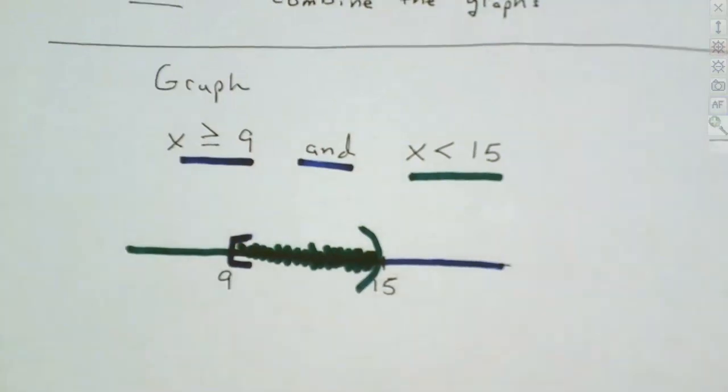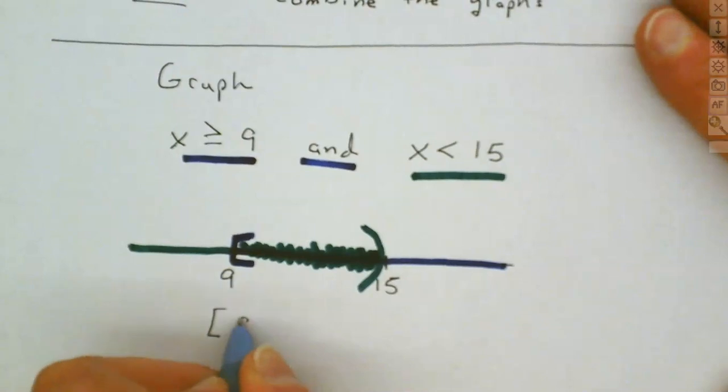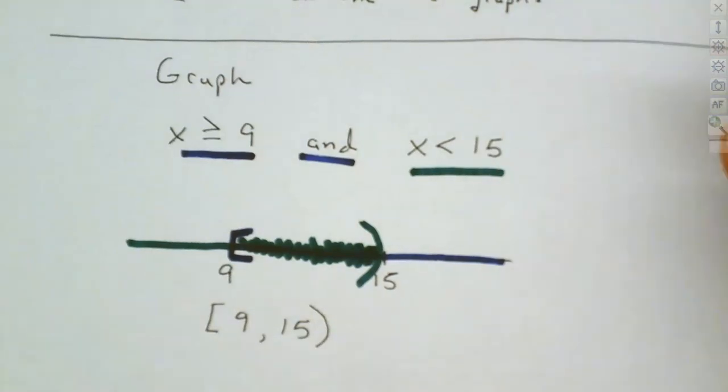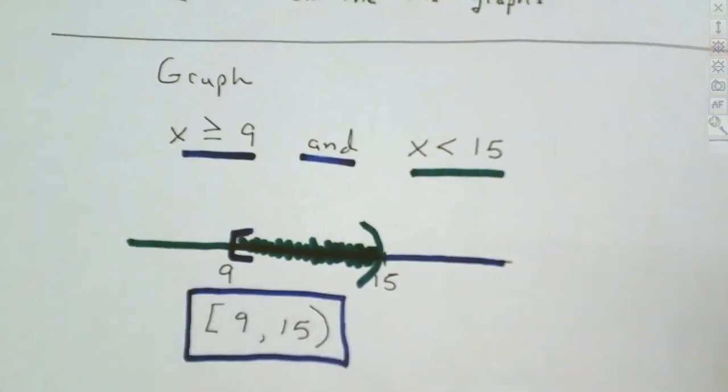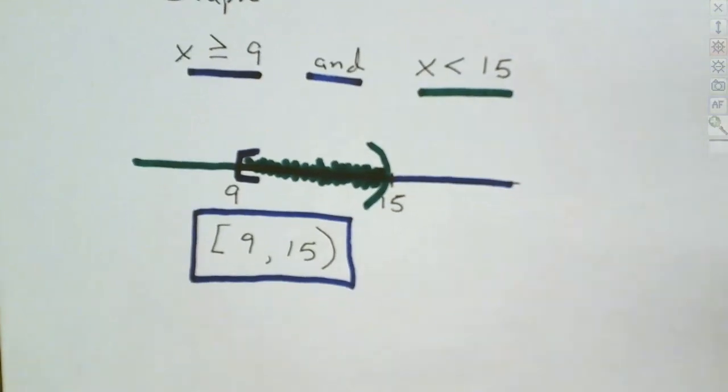And what would that be in interval notation, where they overlap? They overlap from 9 with square brackets to what? To 15 with parentheses. So that would be your answer in interval notation there. Okay. You graph them, and you see where they overlap.